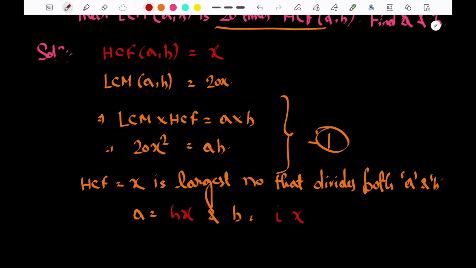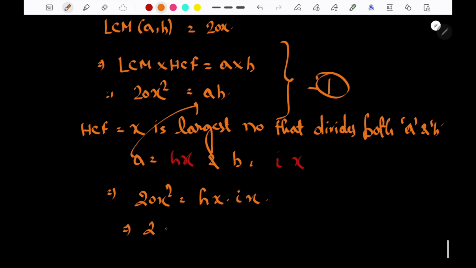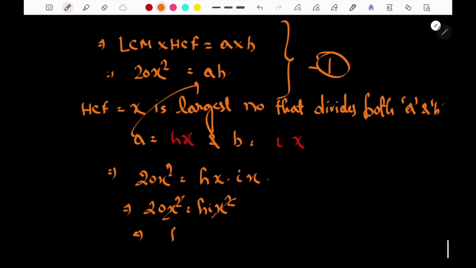So A is equal to hx and B is equal to ix. Now what do we need to do? Can we substitute it back in the first equation? So what will happen to the first equation? 20x squared will be equal to AB, that is hx into ix, so 20x squared will be equal to hi x squared. Hence x squared will get cancelled. So the product h into i will remain as 20.